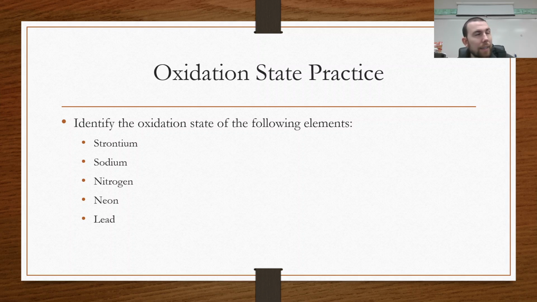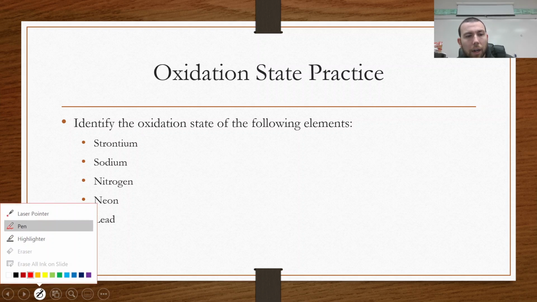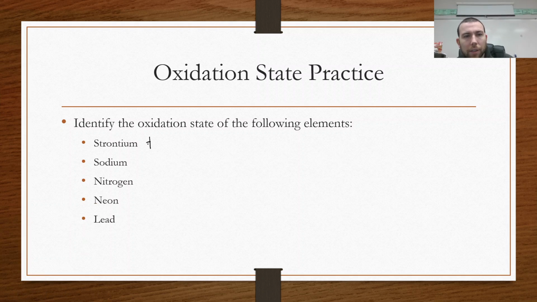All right, so hopefully you paused the video, you're able to come up with your answers. For strontium, it's in group 2, so it has a +2 oxidation state. Sodium's in group 1, it has a +1 oxidation state. Nitrogen is in group 15, it has a -3 oxidation state. Neon is a noble gas, so it has an oxidation state of 0. And lead, Pb, that's one of our special ones, it has 2 oxidation states, +2 and +4. Okay, hopefully you were able to get that for your oxidation states.